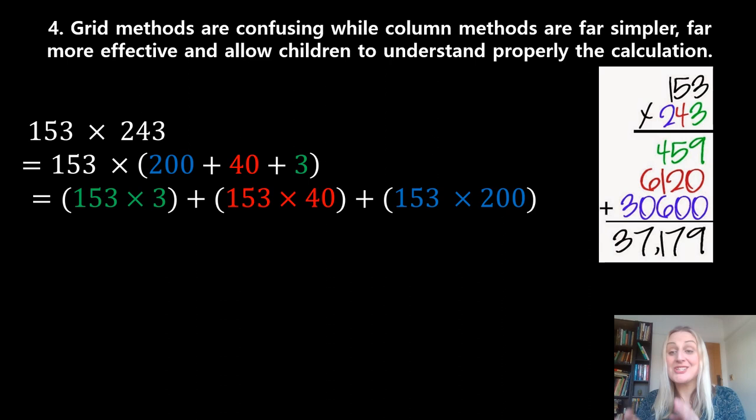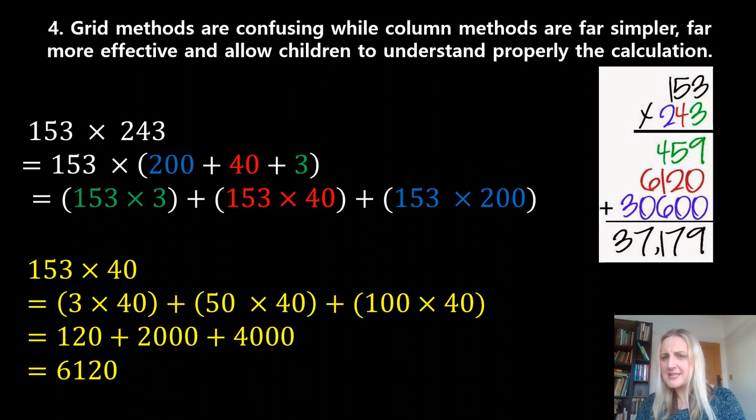The thing that we just have to pause on slightly here, because that all looks really straightforward, is that those multiplications themselves are not that straightforward to do. So, for example, when you do the 153 times 40, when you do the 4 times 3, you get 12, and then you're spilling over into another column. So actually, that itself needs breaking down. And that's what some methods do better than the column method.